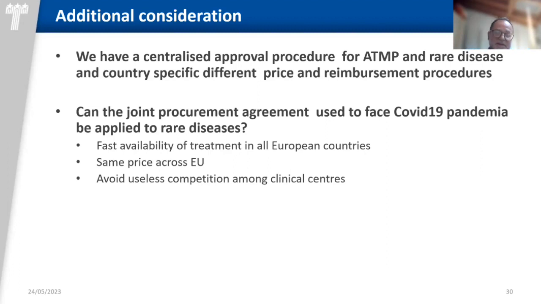And this would be something which I believe is extremely useful for ATMPs and rare disease, because we would allow a fast available treatment in European countries. Some treatments can be authorized in all Europe, but in practice they can only be available in Germany or in Italy or UK, because the company has not yet passed through all the reimbursement process. In addition, we would have the same price across Europe, avoiding useless competition among clinical centers.